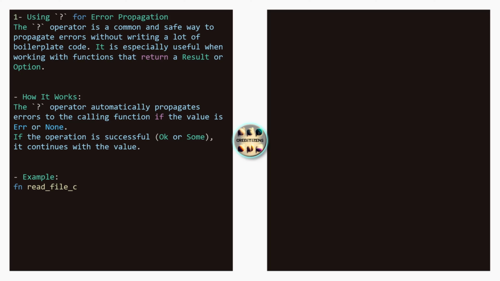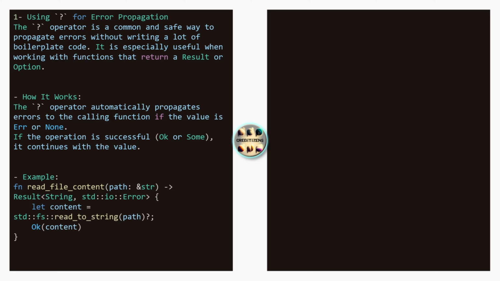So how does it work? The question mark operator automatically propagates error to the calling function if the value is error or none, because result can return errors and option can return none. If the operation is successful, OK or Some, so same here, result can return OK instead of error, and option can return Some value instead of none. So it just continues when the outcome is positive.